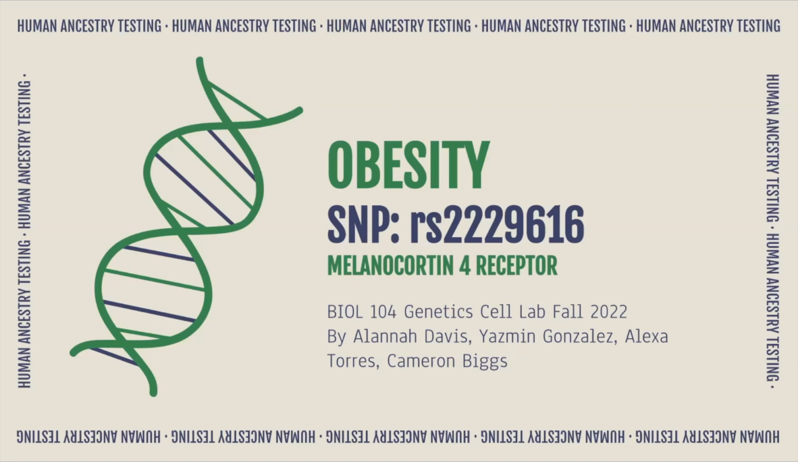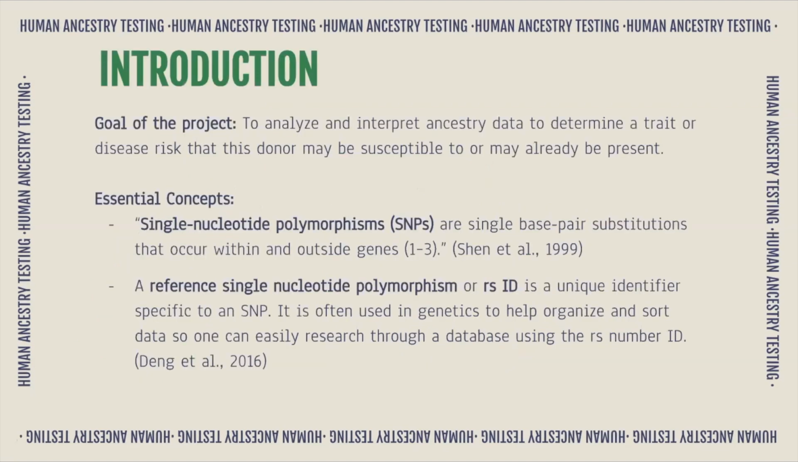Our presentation is on obesity, specifically the SNP RS2229616 and the melanocortin-4 receptor. To introduce this project, the goal was to analyze and interpret ancestry data in order to determine a trait or disease risk that this donor may be susceptible to or may already be present.